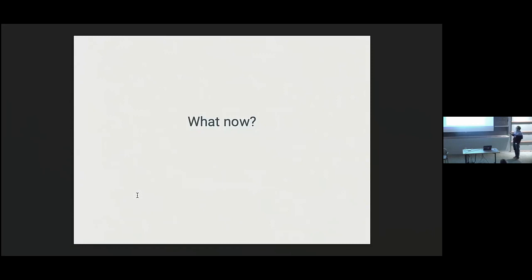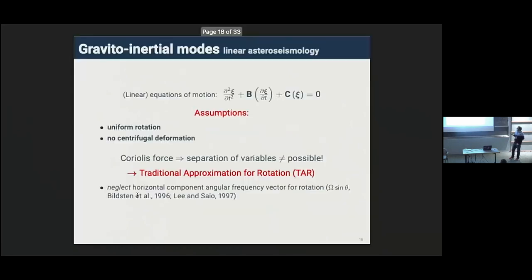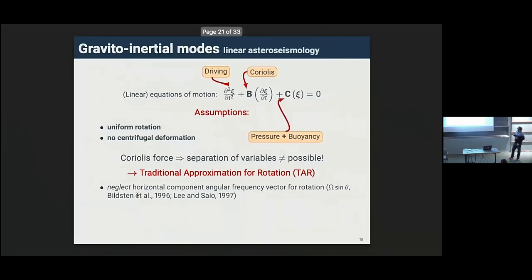In order to answer that question, we need to go back into the theory part. I'll start off by describing how we usually describe gravito-inertial modes in linear asteroseismology. Basically, we solve these linear equations of motion, where you have your driving term, your Coriolis force term, and your pressure and buoyancy force term. The usual assumption that we then also make is that these are uniformly rotating inside, and that there's no centrifugal deformation taking place. Even within these assumptions, we still have this Coriolis force term that renders the separation of variables impossible.